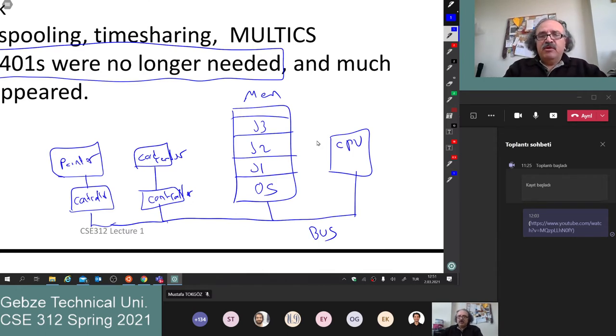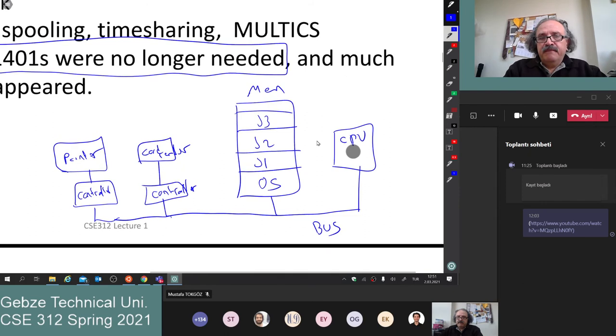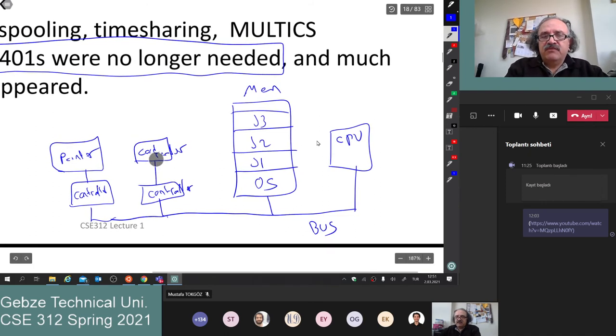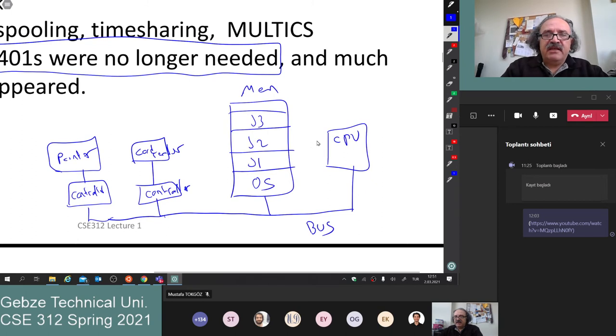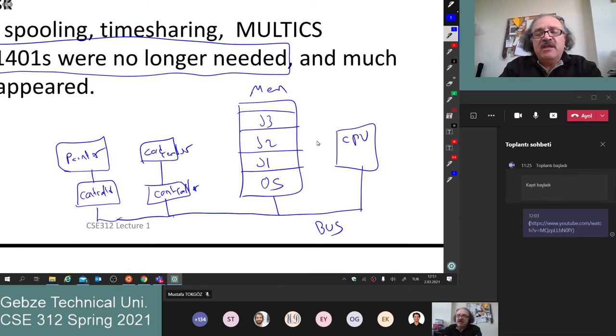If the CPU is used to read cards from this card reader and put the data in the memory, the CPU is going to wait a lot because the CPU is 1,000 times faster than the card reader or the printer. Right? So we don't want that. That's why they invented a way of using 1401s. I can waste the CPU time of the 1401, but I don't want to waste the time of the 7400 computers because they are so expensive. But after multi-programming was invented, this is okay.